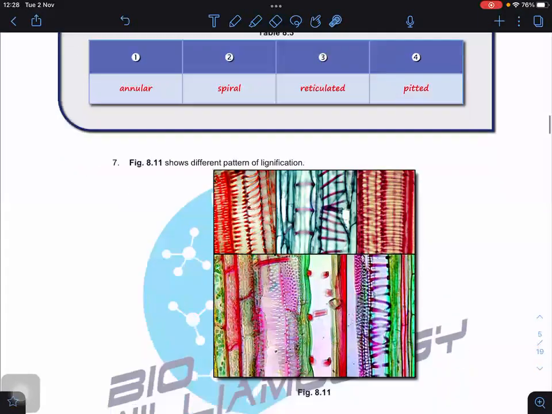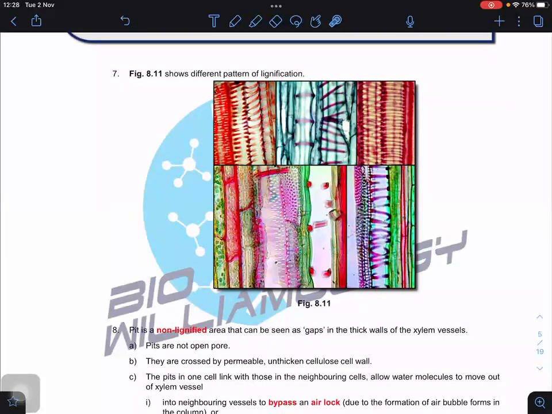Okay, so you can look at this diagram and identify some of them. So let us start the identifications. Okay, so you can see that, guys, this one. Can you see that? Spiral form, right? So you can write down this one, spiral. Okay, and you can see this one, something like a ladder, right? So this is reticulate.